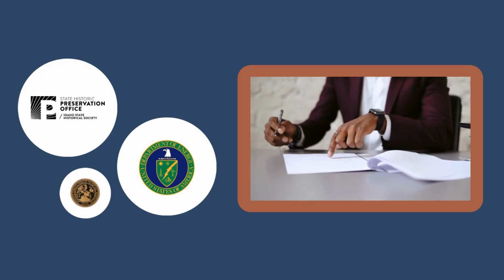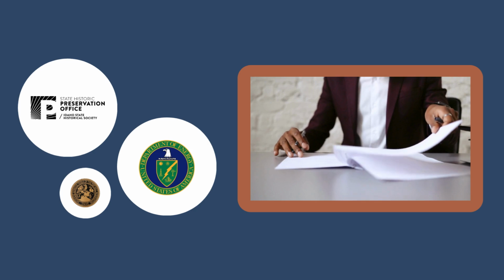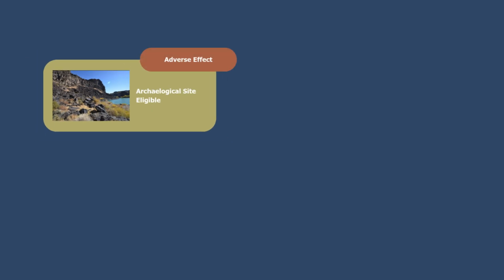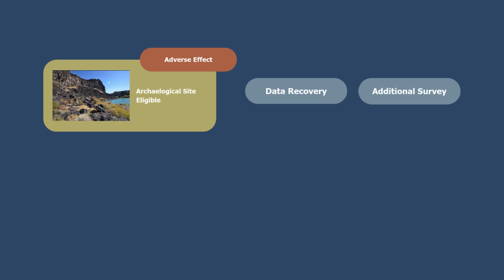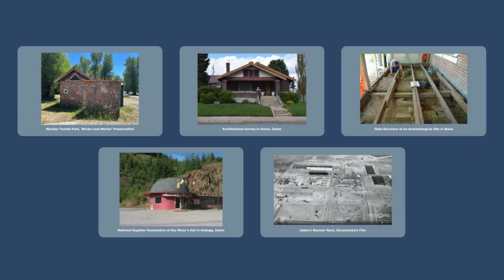However, certain stipulations may need to be carried out before the project can be implemented. For instance, an MOA for an undertaking with impacts to an archaeological site may stipulate that data recovery or additional investigation with ground-penetrating radar technology should take place. An MOA for an undertaking that impacts a historic building may stipulate that further documentation of the structure be completed before the project begins.